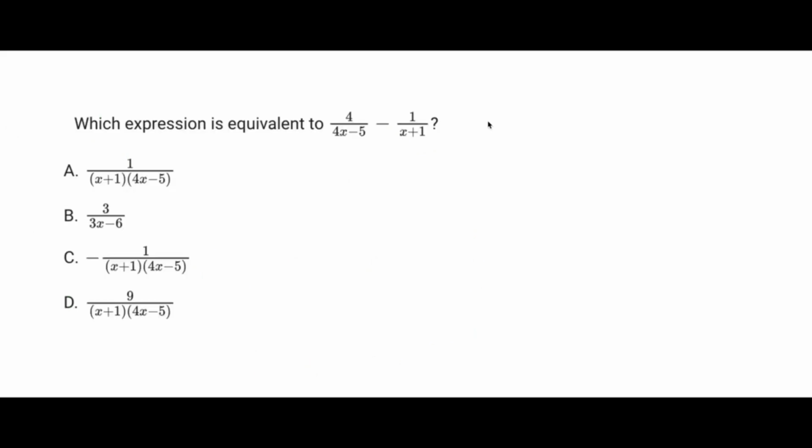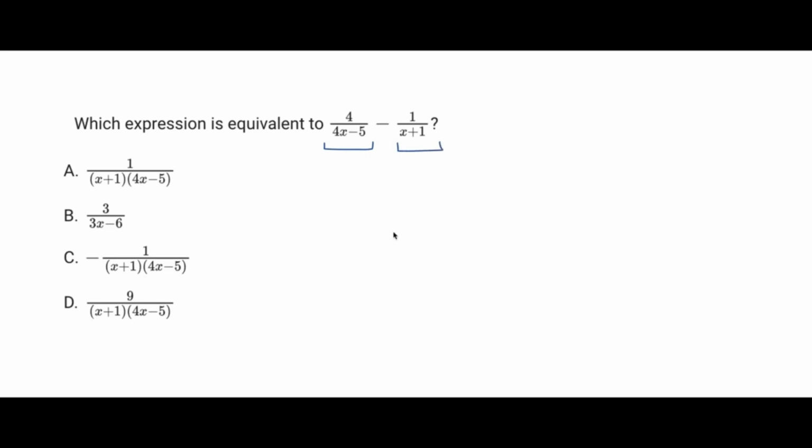This one says which expression is equivalent to 4 over 4x minus 5 minus 1 over x plus 1. So we have a bunch of answer choices here, and the first thing we want to do to simplify this for equivalent expressions is just get the same denominator, right? That way it's easier to work with, and we can actually do some arithmetic when it comes to it. So we see here that in the first term, we have 4x minus 5 at the denominator, and then for the second term, it is x plus 1.